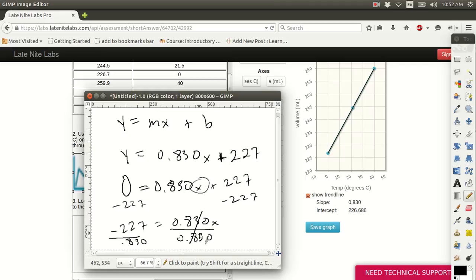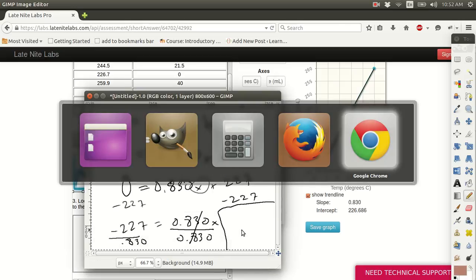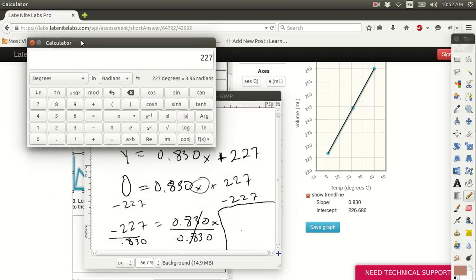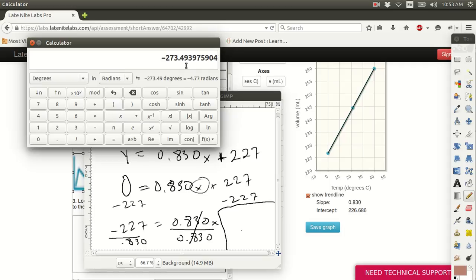Okay, and that's going to get me something equals x, right? And I'll do the calculation on the calculator, and I'll put the answer right in that little box. All right. Negative 227 divided by 0.830. So that's negative 227 divided by 0.830. Look at that! Let me round that to the nearest degree. That's negative 273 degrees Celsius.